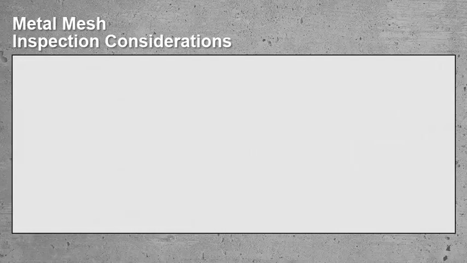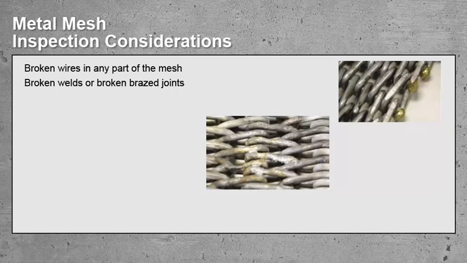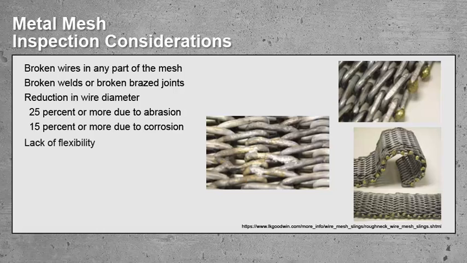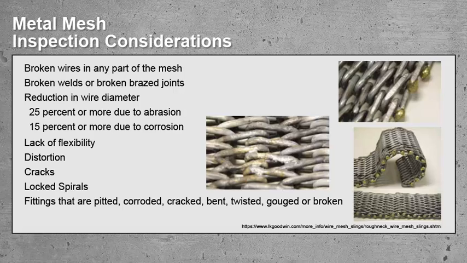Things to look for during inspection include broken wires, broken welds, or broken braze joints. Also look for the reduction in wire diameter, lack of flexibility, distortion, cracks, and lock spirals. Examine the fittings for pitting, corrosion, cracking, bending, twisting, and gouging. Any of these conditions will require the slings to be removed from service, and this type of sling is only repairable by the manufacturer or equivalent entity.